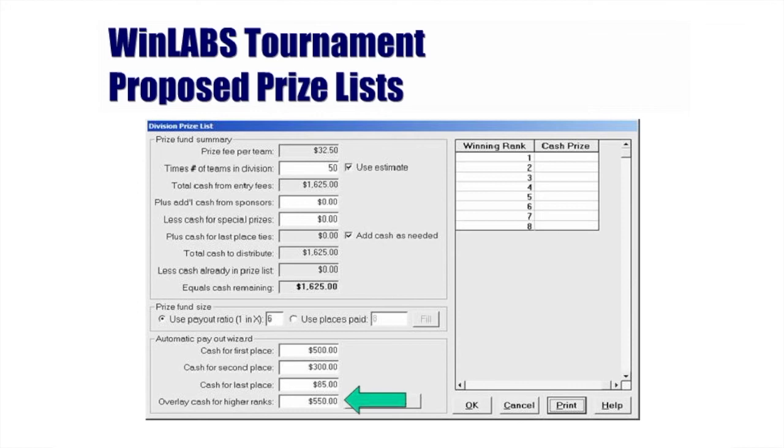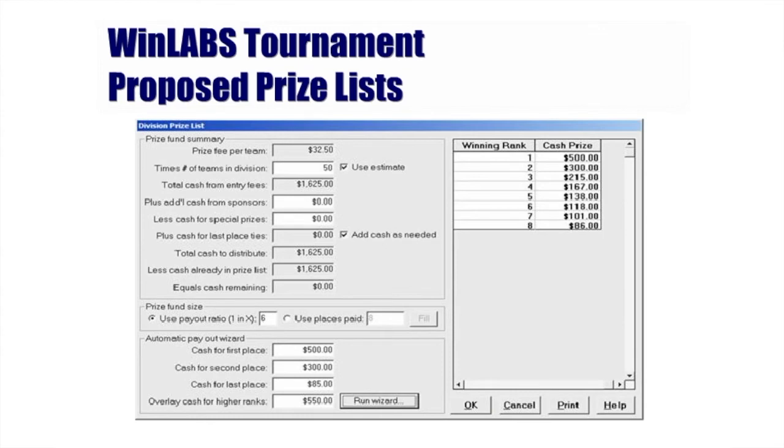Just to see what happens, we start by entering an amount that is approximately 30% of the cash available to distribute. We entered $550. All we have to do now is run the wizard to see what WinLABS will create for us. WinLABS was able to create a list with the amounts shown. Quite often it will provide a pop-up window advising you to add money to first place or add money to the overlay. You may have to try a few different values before you even get to see a list.